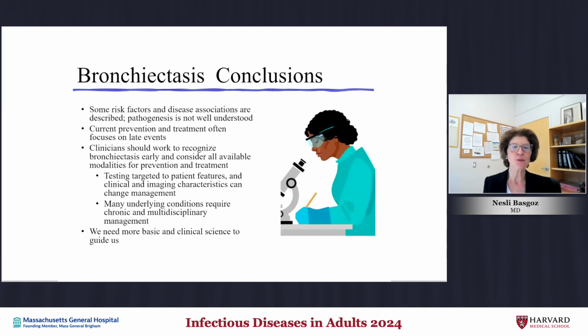So I'll end this section by saying that bronchiectasis remains an enigma. Some risk factors and disease associations are described, but the pathogenesis is not well understood. The current prevention and treatment often focuses on late events where there's airway dilation and destruction. We should all work to recognize it early and consider all available modalities for prevention and treatment. And remember, many of the underlying conditions require chronic and multidisciplinary management. We certainly need more basic and clinical science to guide us.